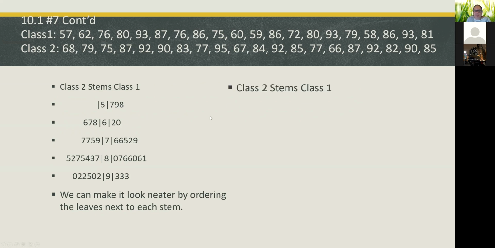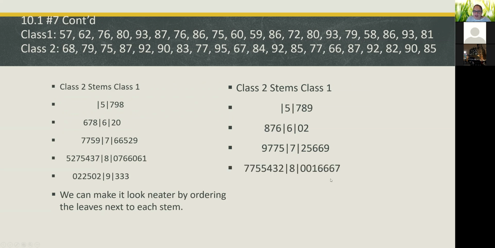All right, so 7, 8, 9, and then 0, 2. And it makes things easier if for class 2, you put the low numbers next to the stem, okay? So even though it looks a little weird to go in descending order, 8, 7, 6, that's just so that the low numbers are all next to the stems. Okay, so we've put the 7s in order and the 8s and then the 9s. Any questions about anything so far?